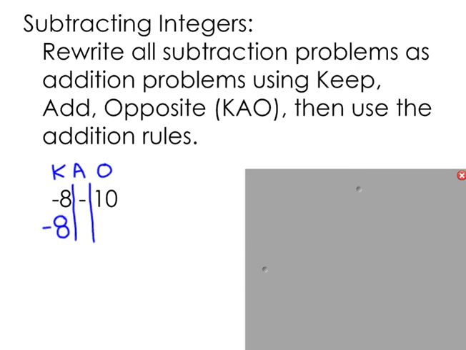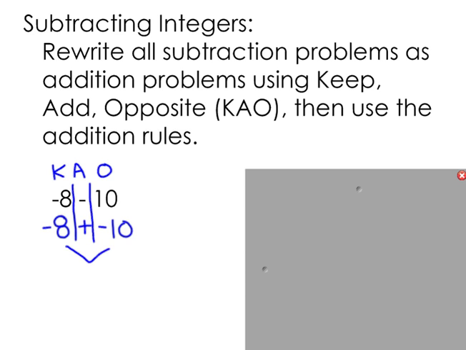For the subtraction part, we're going to change it into addition. And then in order to make sure the value is the same, we have to adjust that second number that we're subtracting, and we're going to use the opposite. So instead of using 10, the opposite of 10 is negative 10. So we have negative 8 minus 10 is the same exact value as negative 8 plus negative 10.